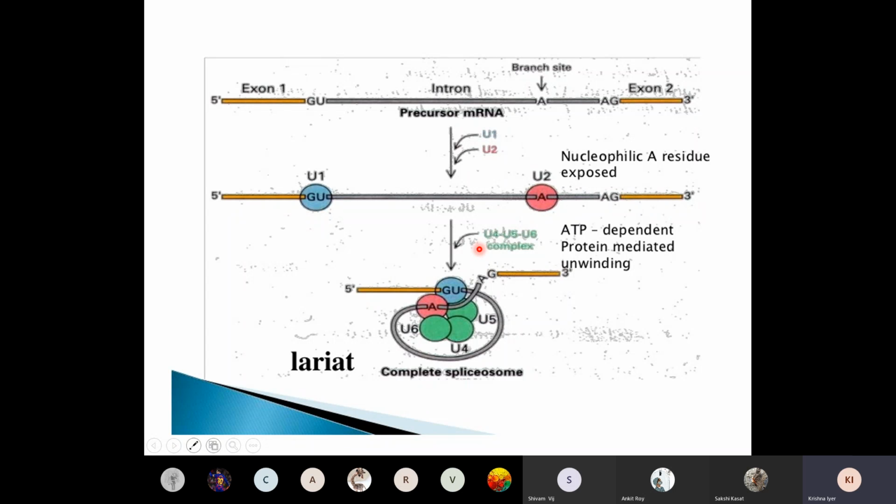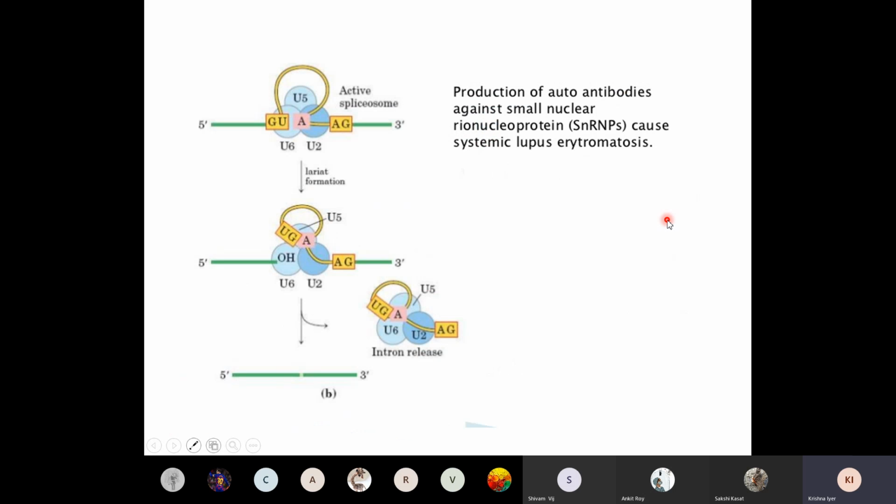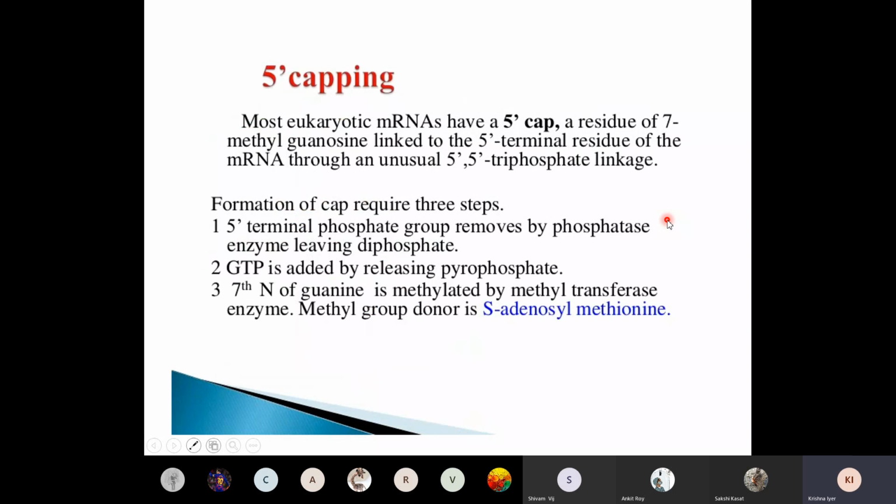And it does so by forming this typical lariat. Now these are all mechanisms of splicing which probably are not important for you, but I just put it here so that if you are interested, you can look at how this occurs. Now the second part is what is called 5' capping.